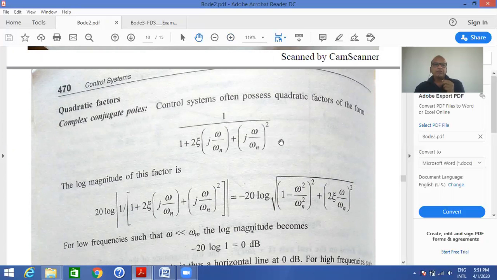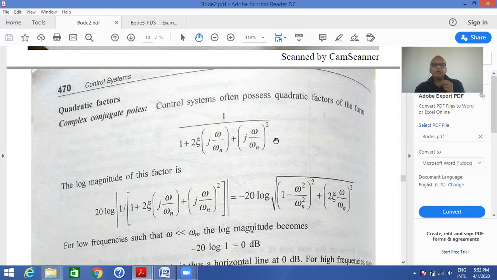In this lecture, we will see the quadratic factors, that is, complex conjugate poles and complex conjugate zeros, and how to draw the asymptotic Bode plot, the magnitude Bode plot, and then the phase Bode plot for the poles and the zeros.